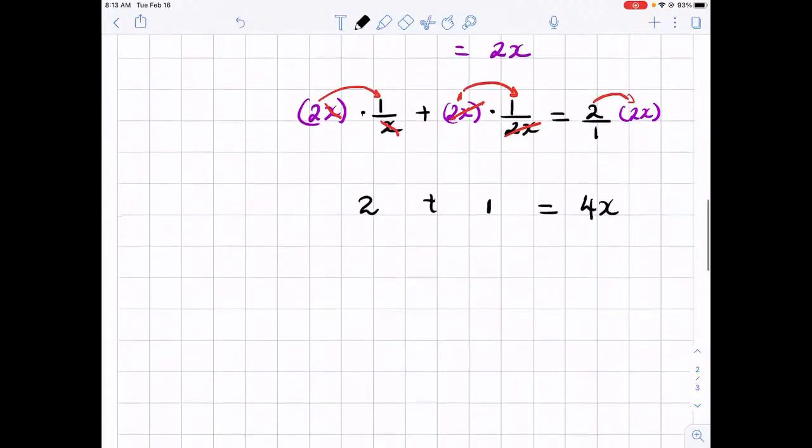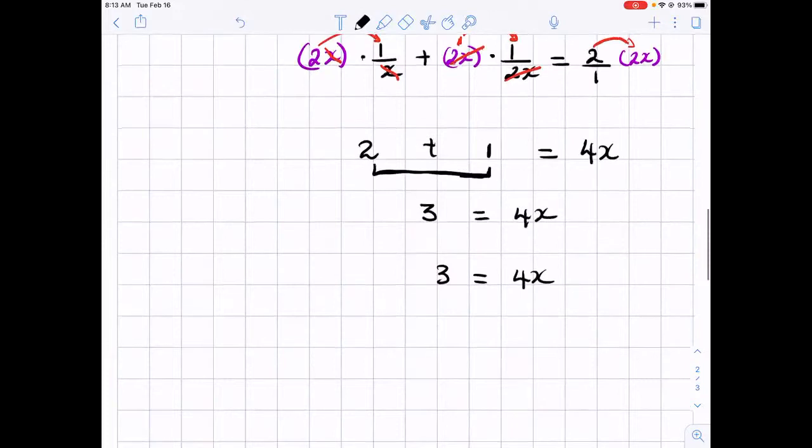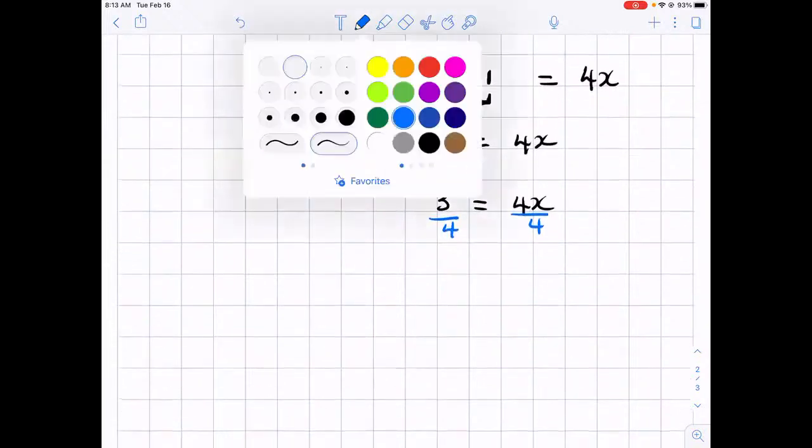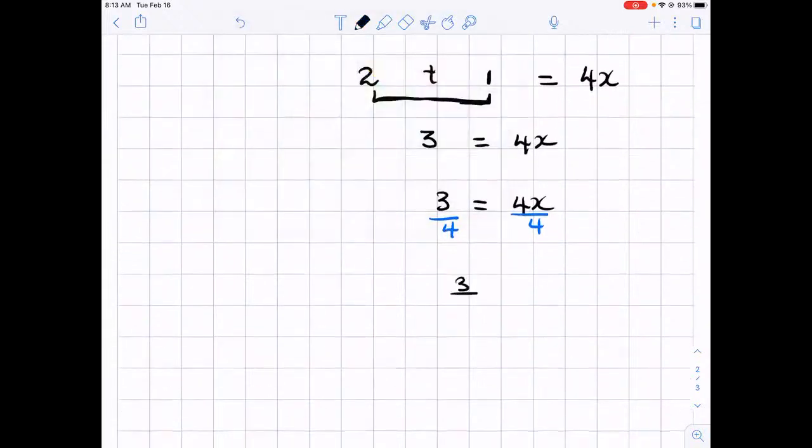Now we can solve our equation. 2x plus 1x becomes 3x. 2 plus 1, there's no x there. 2 plus 1 is 3, which is equal to 4x. And to leave x by itself, divide both sides by 4. So we have 3 over 4 is equal to x.